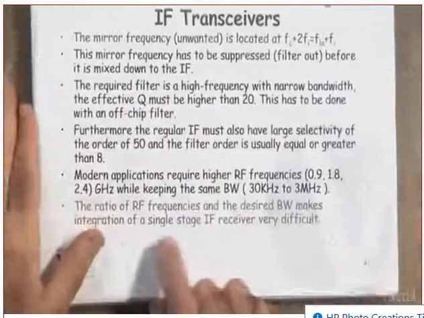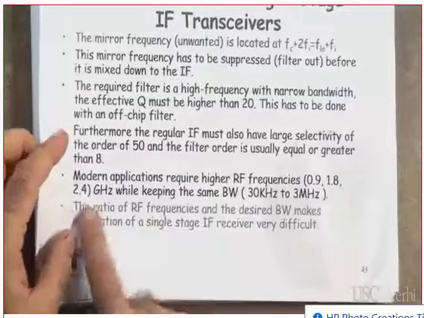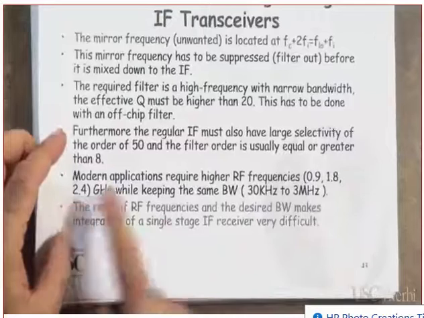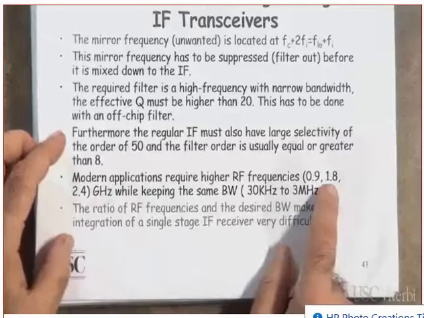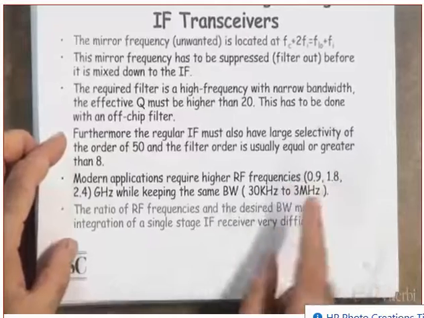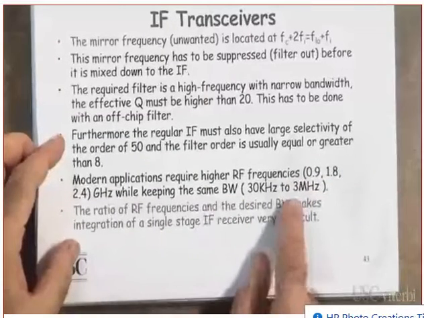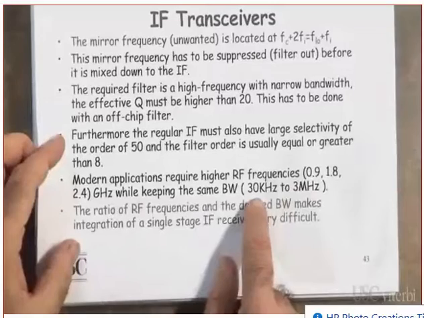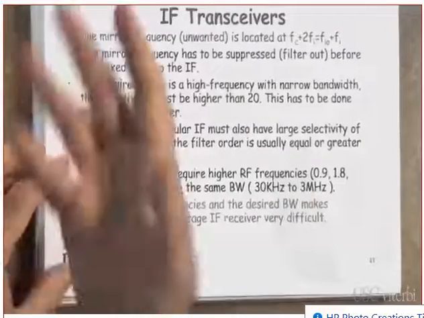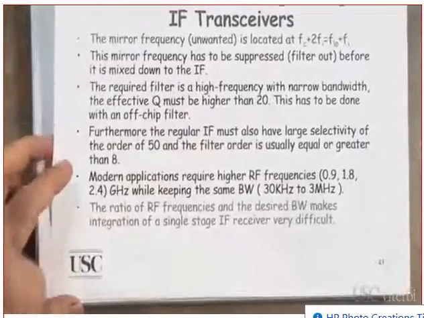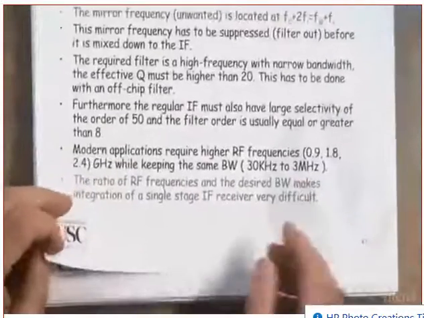Okay. Modern applications require higher RF frequencies, 0.9 or 1.8 or 2.5 GHz. The 2.5 is the Wi-Fi. The 1.8 is the PCS band in the US. The 0.9 is the GSM or the cellular, while keeping the same bandwidth. Is this small? 30 kilohertz, by the way. This is the narrow band. 3 megahertz, or it could be Wi-Fi and so on. The Wi-Fi actually is more than 30 megahertz, 20 megahertz.